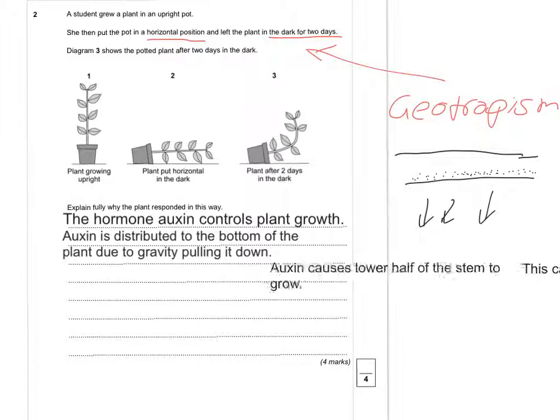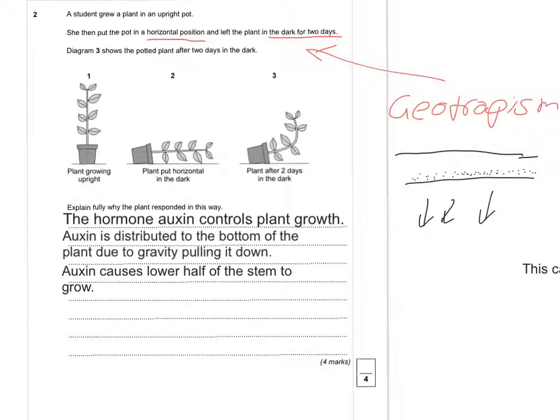And then the next thing that you need to say is that the auxin causes this half of the plant, so we're talking about this half here, to grow at a faster rate than the other side. Therefore, what that's going to result in is, as you can see here, the plant is going to curve upwards. Okay, and that's what you need to say for the 4th and final mark.